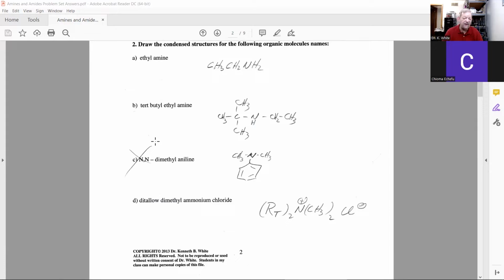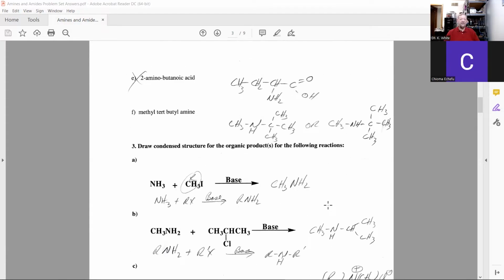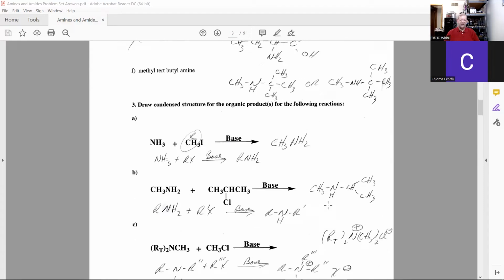All right, next one, because this was a molecule that's really near and dear to my heart. I have you learn it. Ditallow. We show tallow group by R sub T, and dimethyl ammonium chloride: 2 R sub T, 2 methyl, plus charge, Cl minus. If you don't want to put the charges, that's okay. Cross off E, and that's that.